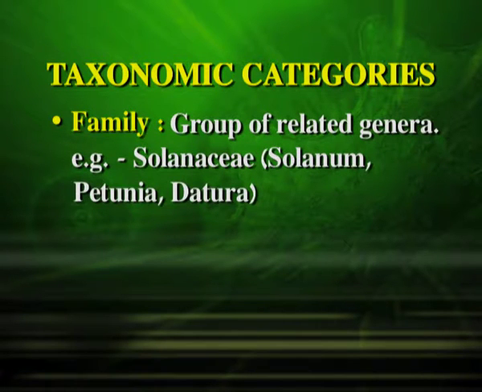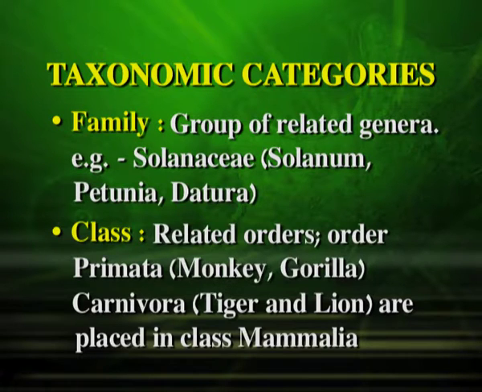Family is a group of related genera. Example, Convolvulaceae, Solanaceae, they come under Polymoniales. Class consists of related orders. The order Primata, which includes monkey and gorilla, as well as the order Carnivora, which has tiger and lion, are placed in class Mammalia.